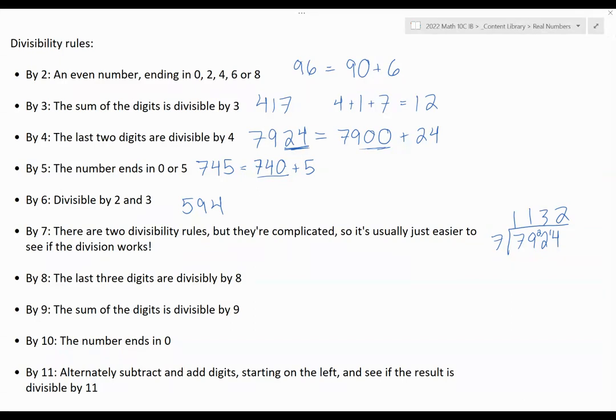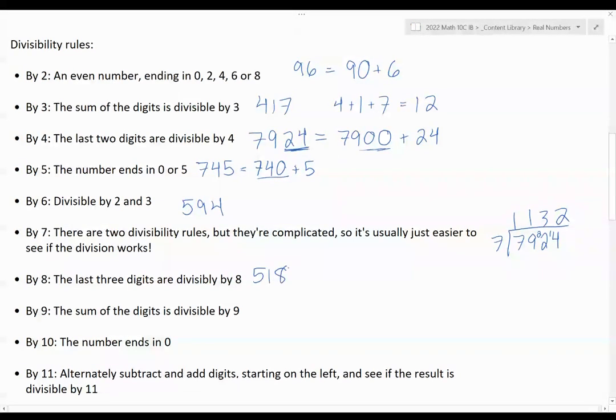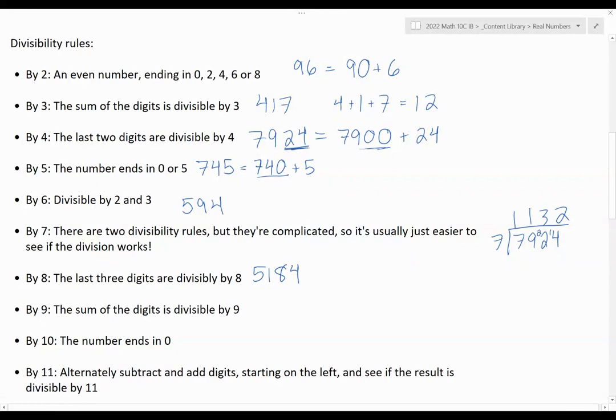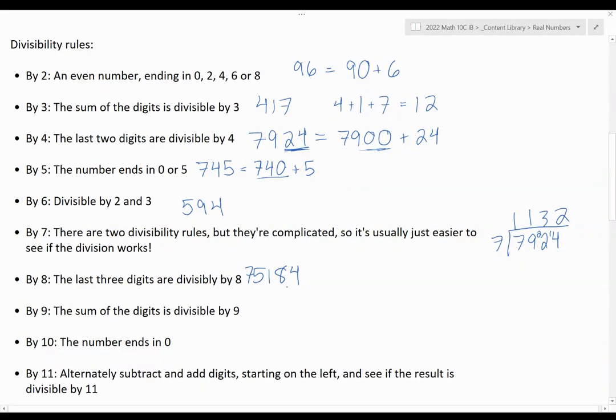Divisibility by 8, this one starts to get a little less useful because it does mean we're looking at a 3-digit number, and it's sometimes a little bit tricky to determine if a 3-digit number is in fact divisible by 8. But let's say, for example, we had the number 75,184, or it was an even longer number. I need to look at these last 3 digits.